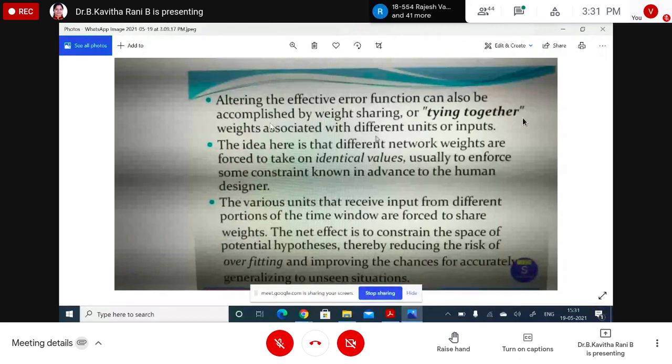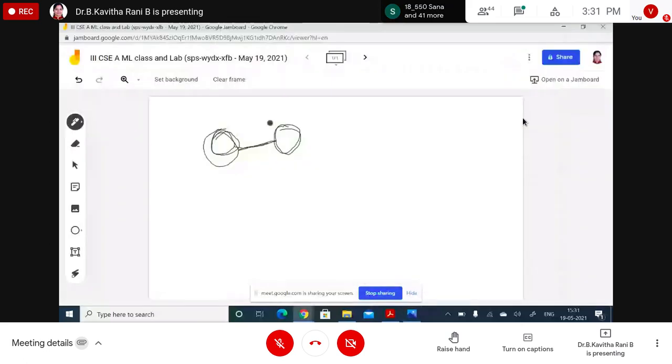For example, I'll show you. So this is the input layer. This is the hidden layer which we are having. Okay.